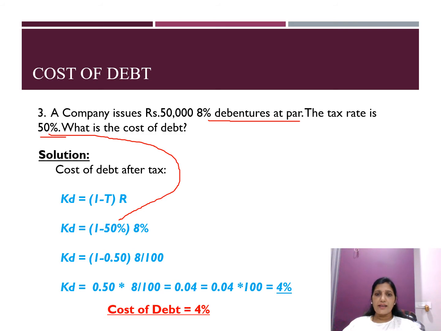And 8% are the debentures. That is the rate of interest is 8%. 1 minus 0.50 into 8%, which is 8 divided by 100. So KD is equal to 1 minus 0.50, that is 0.50 into 8 by 100. We will get 0.04. That again you have to multiply into 100. We'll get 4%. This 4% is the cost of debt. Clear?